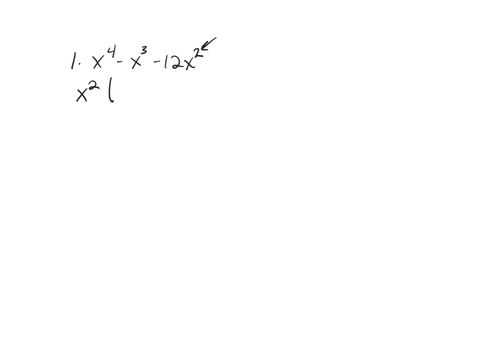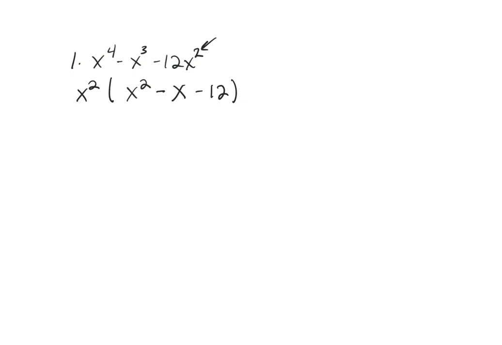So now to know what goes inside the parentheses, we take each term in our original polynomial and divide it by x squared. So our first term is x to the 4th divided by x squared, and we have to subtract exponents. So 4 minus 2 gives us an x squared. Our second term, x cubed divided by x squared, is going to be a 3 minus 2, which is 1, so that makes an x. Negative 12x squared divided by x squared is simply negative 12 because our x squareds cancel out.